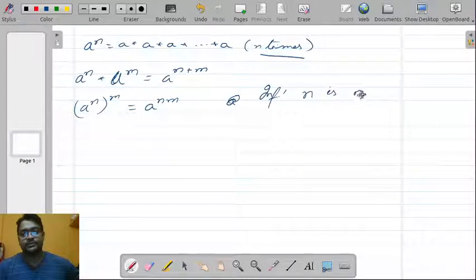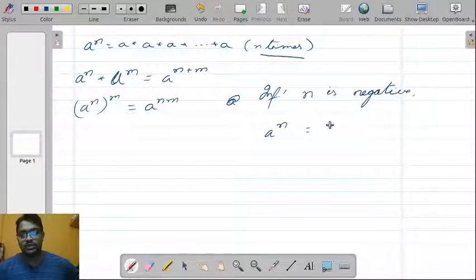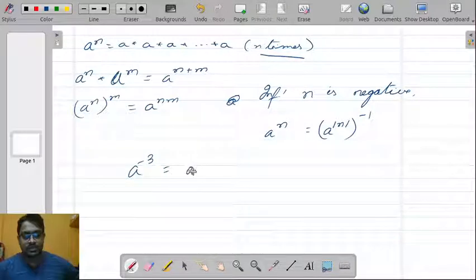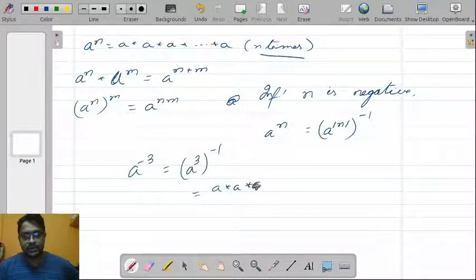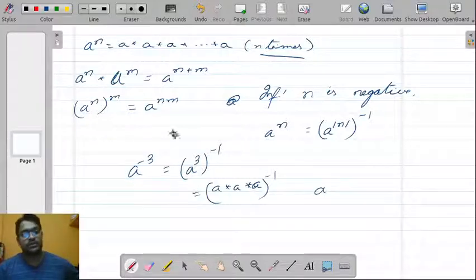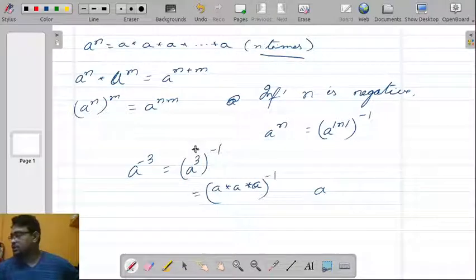Since we have the inverse notation also, if n is a negative integer, then a to the power n represents a to the power mod n, inverse. Say a to the power minus 3, what does it represent? It will represent a to the power 3 whole inverse. So it actually represents a star a star a, then taken inverse. So for negative integers also we have this notation.